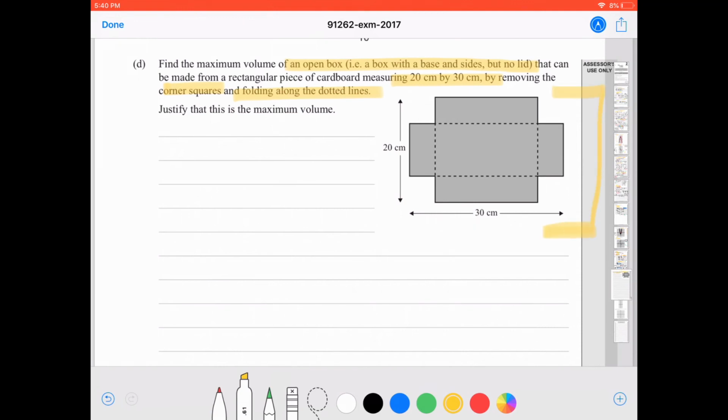So we've got 20 by 30, obviously no lid, and the squares they're talking about are just highlighted in blue, like in here, right? Okay. It says justify that this is a maximum volume, and I forgot to highlight, obviously we're finding the maximum volume, and they want us to justify that this is the maximum volume.